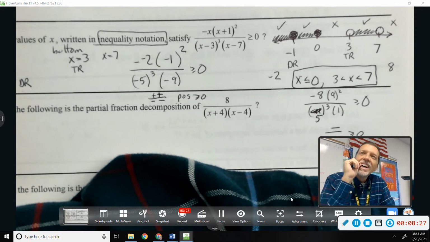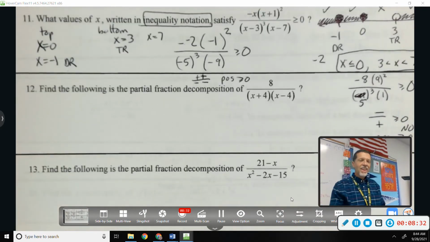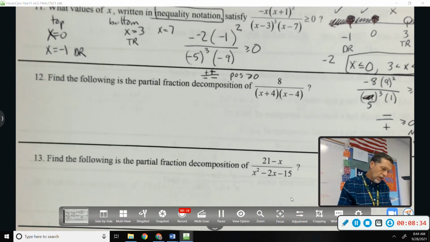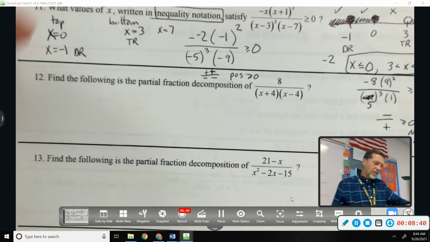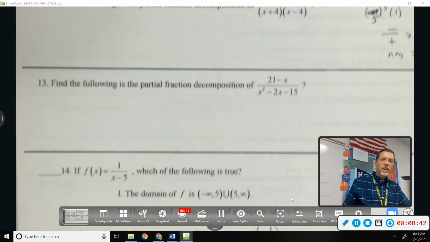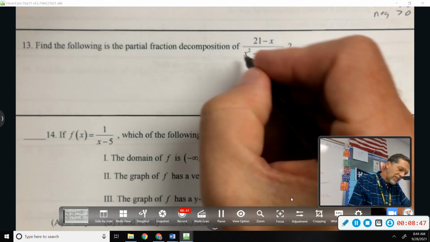Haven? What's this partial fraction? So you want to do number 12 or number 13? I don't remember if we covered it. We might have. I just don't remember. Let's do 13 because it looks like the harder one. Partial fraction decomposition. That just sounds fancy.